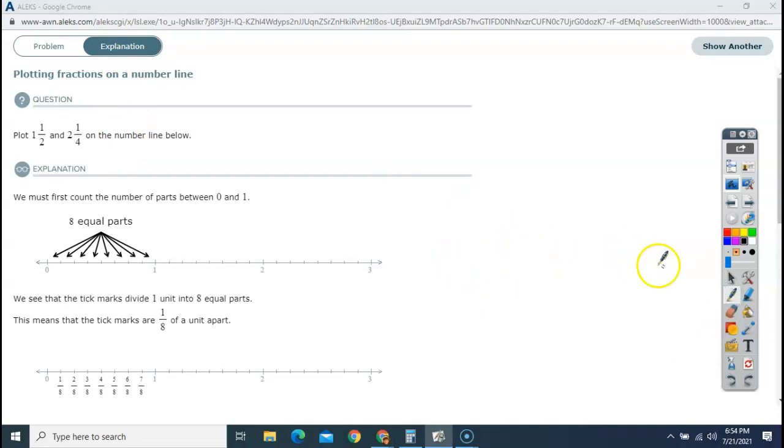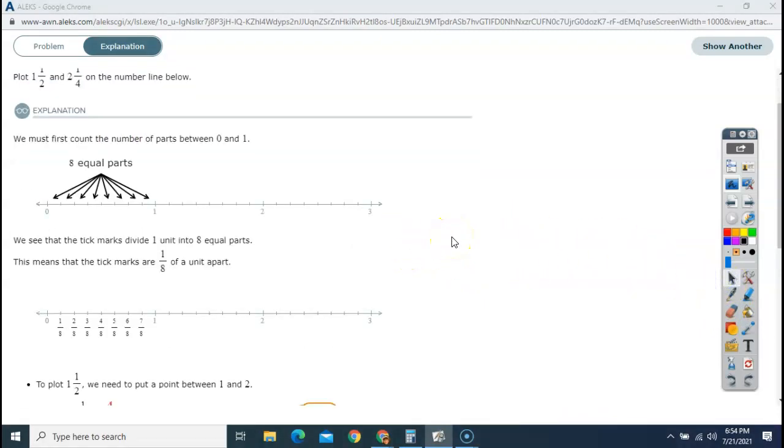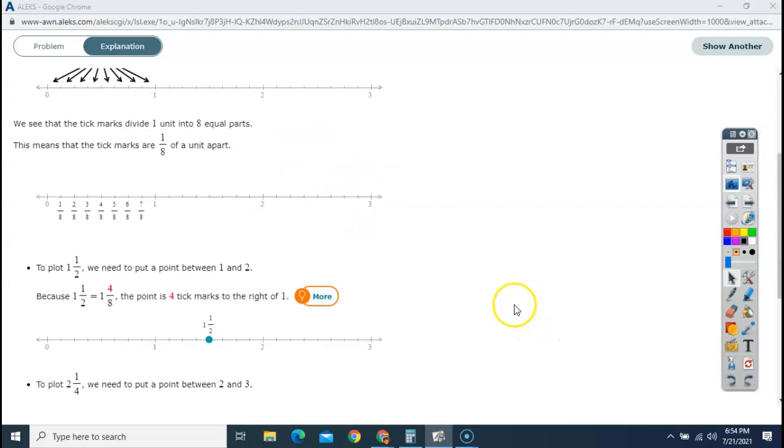When you get your number line, you have to count how many parts you have. And so in this situation, from 0 to 1, there's 8 parts. All right, so each one would be considered 1/8, 2/8, 3/8, 4/8, 5/8, 6/8, 7/8, and then 8/8, 8/8 being 1, which is what you see right here.